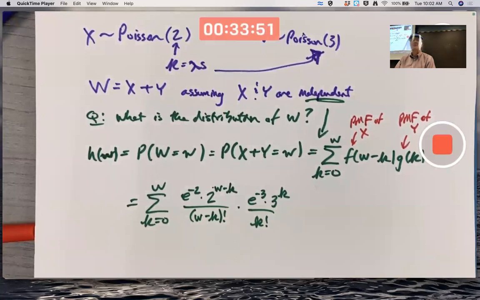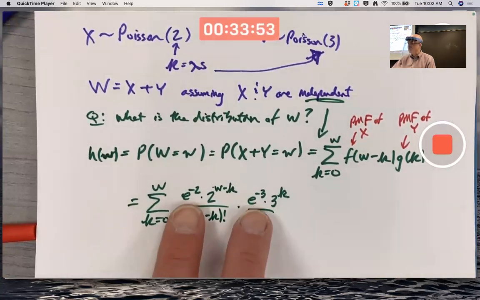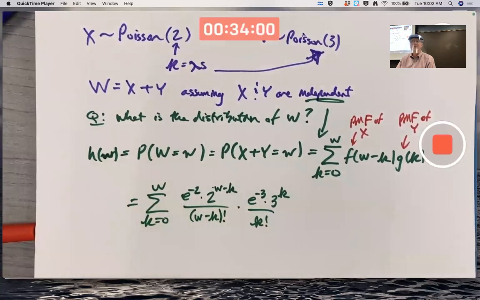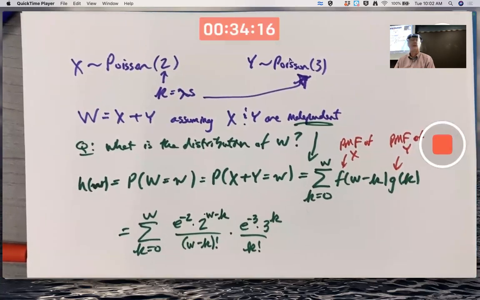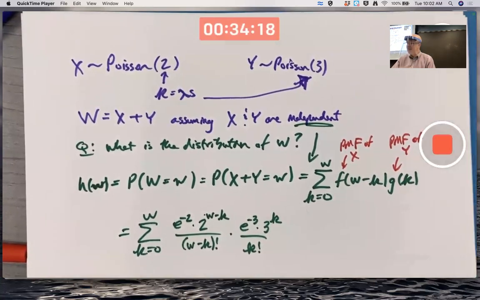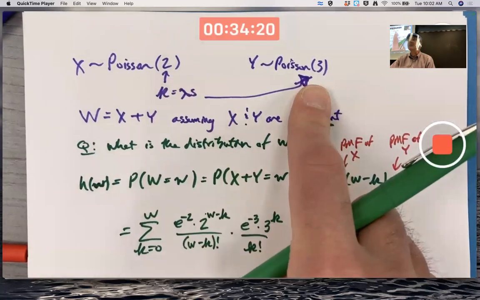One thing you can do is combine the e to the negative 2 and the e to the negative 3 to get e to the negative 5. And that can be pulled in front of the summation. It's a constant. And thinking about doing that reminds me, maybe we might be hoping, praying that maybe W is Poisson. And maybe its mean is 2 plus 3, 5.